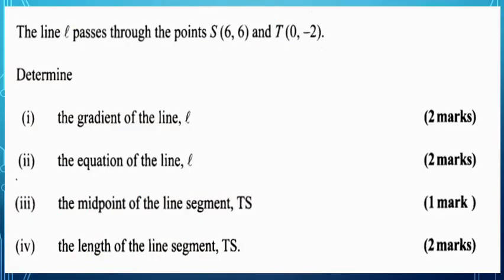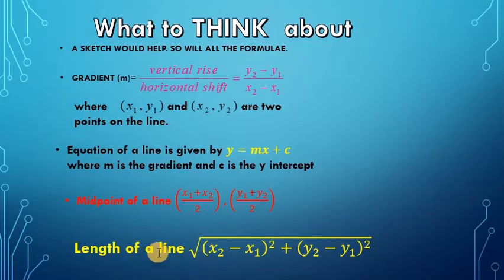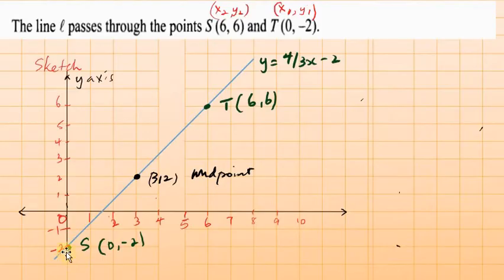The other question, the length of the line segment TS. Now the formula for the length of a line is the difference in the x coordinate squared plus the difference in the y coordinate squared. Find the square root of that. Now the length of this line, I could complete this right angle triangle here. I'll show you how that will be.